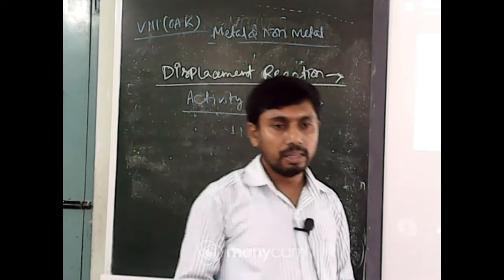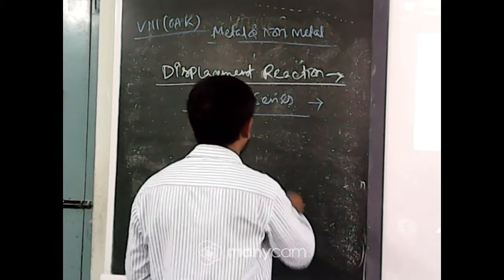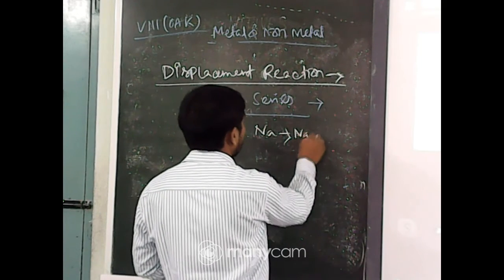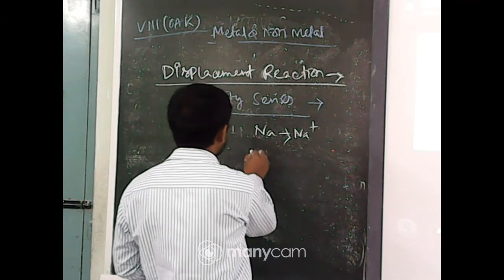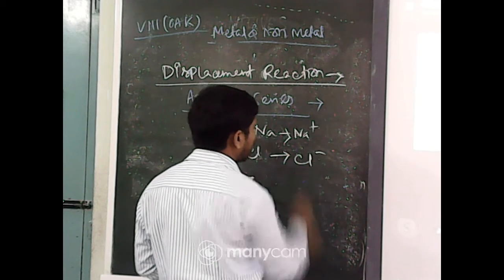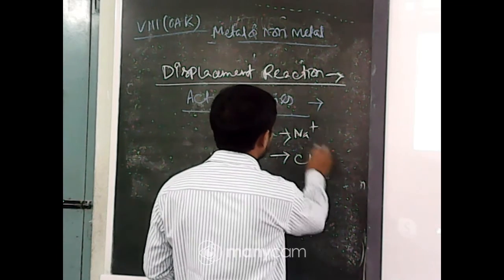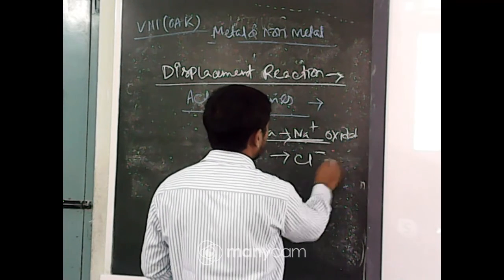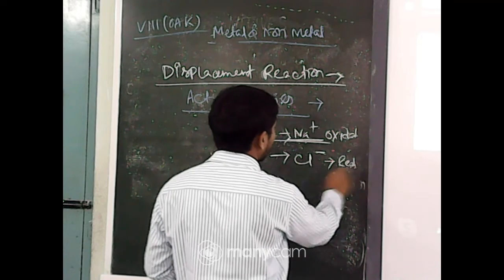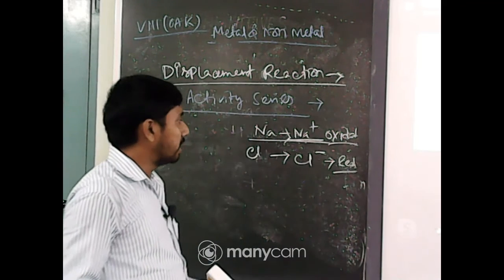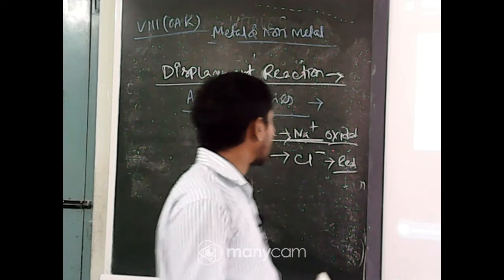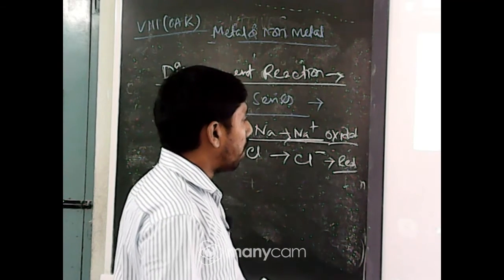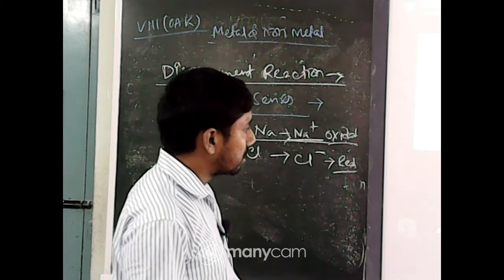The process of liberation of electron, Na to Na plus, is called oxidation, and Cl to Cl minus is called reduction. So according to the oxidation potential and reduction potential, there are two series.